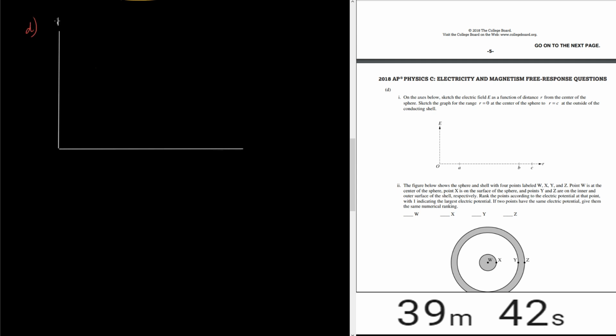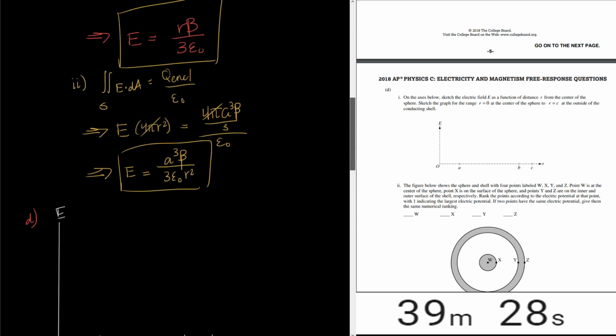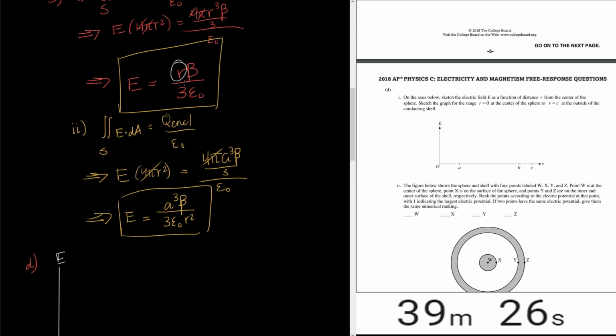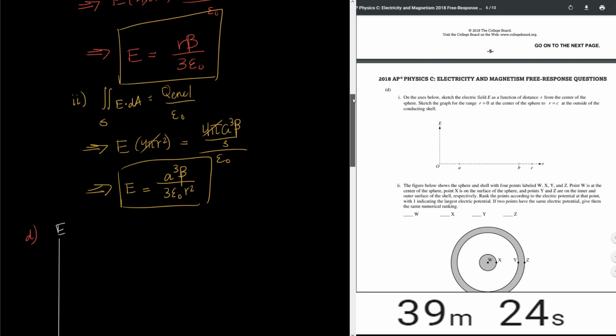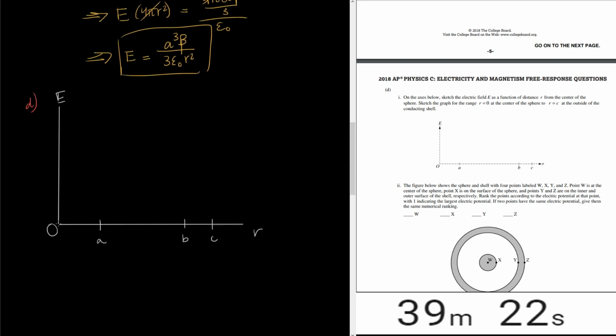We've got E going up here, and r here. You've got a, b, and c. On the actual test, you would of course just be drawing this all on the paper. Between 0 and a, we see that the electric field as a function of r increases linearly. So we can draw it starting from 0 and going to some kind of constant. And then it drops off.